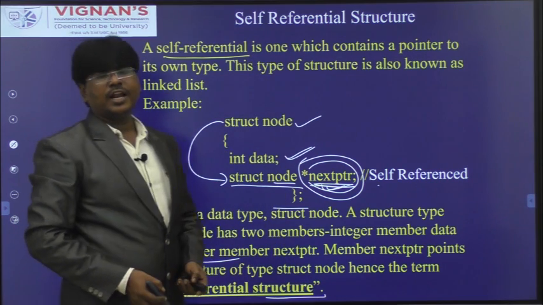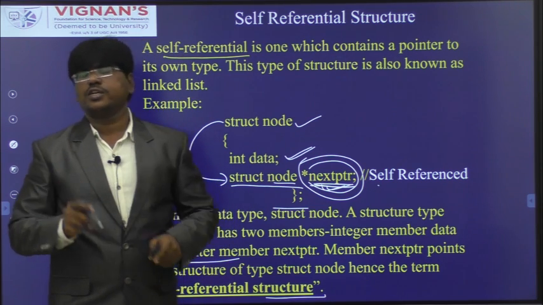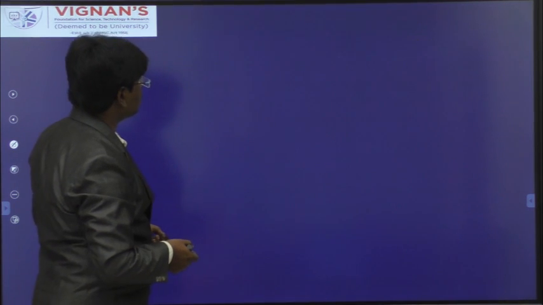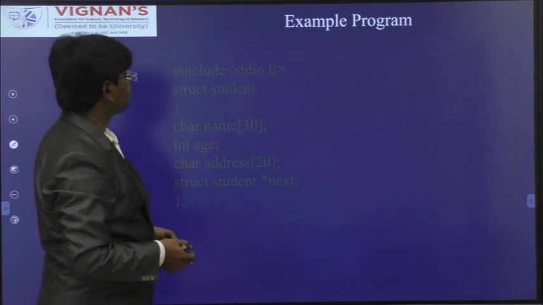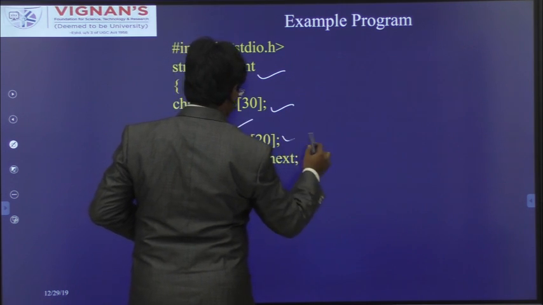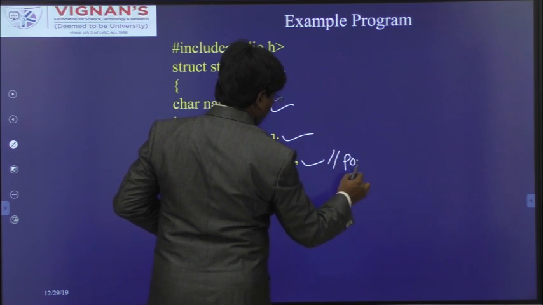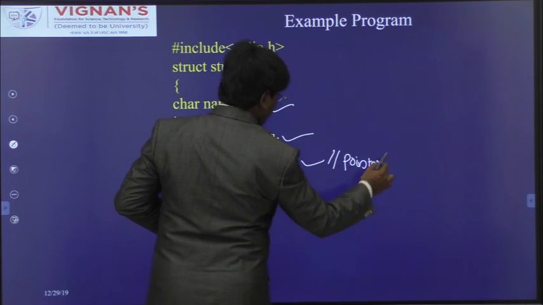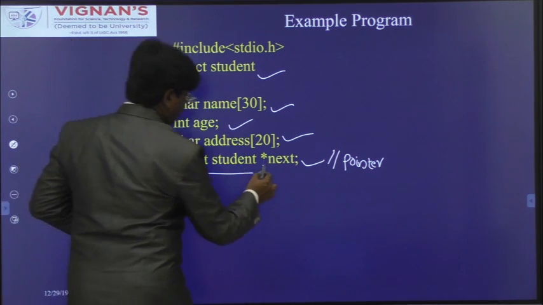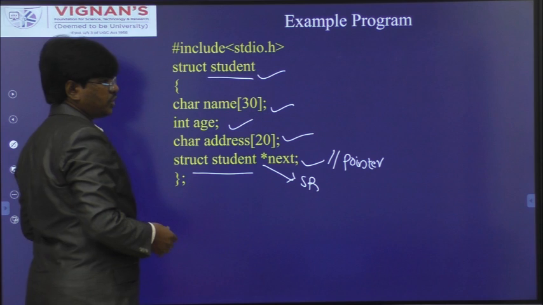Whenever we have declared a pointer as a member, and that pointer is pointing to that same structure, that is called a self-referential structure. Okay, so this is about the self-referential structure, and I am going to tell you with an example program. Consider this a student structure, and I have taken different members here: name, age, address, and this pointer. This is very, very important. When I have declared a pointer with the help of the same structure, that is called a self-referential structure. So here we can say that student is a self-referential structure.